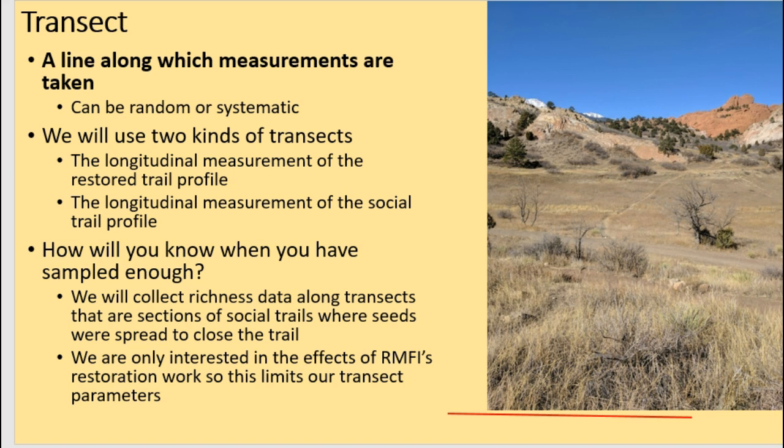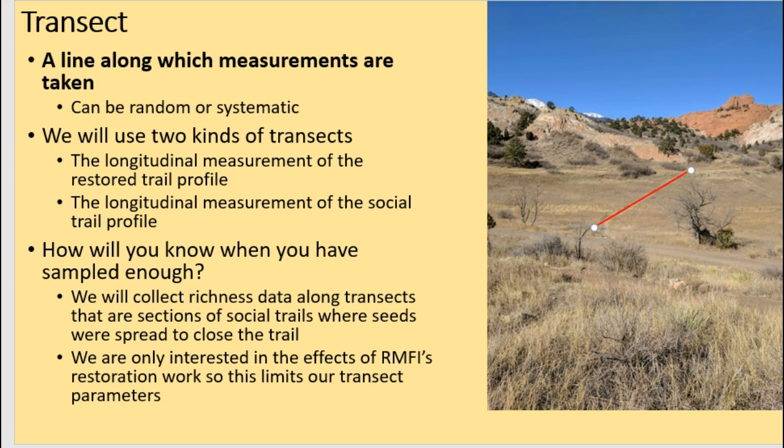How will we know when we have sampled enough? We will collect richness data along transects that are sections of social trails where seeds were spread to close the trail. We're only interested in the effects of RMFI's restoration work, so this limits our transect parameters. For example, here in this picture, we have a social trail, and our transect is going to be just as long as that social trail.